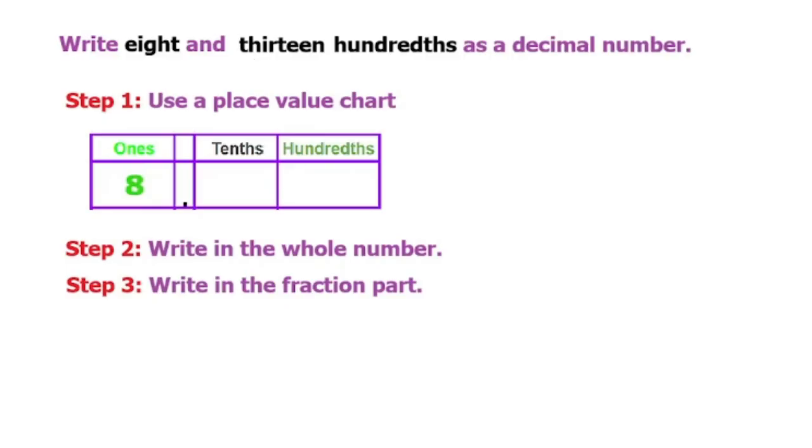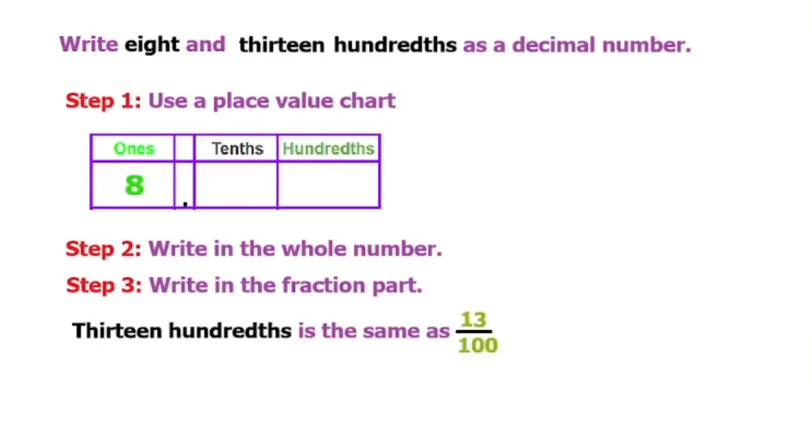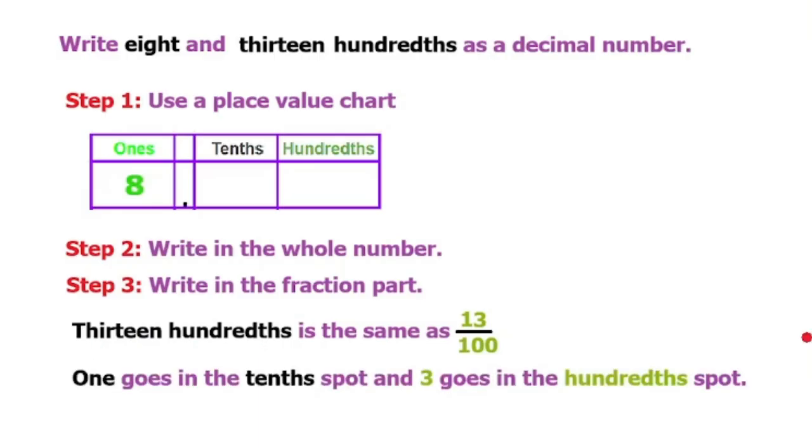Okay, so when you see that, you know that 13 hundredths is the same as 13 over 100. That's what this means. Okay, so the 1 goes in the 10th spot. Here's the 10th spot. And the 3 goes in the 100th spot over here. And it'll look like this. So this is the 1 and this is the 3 from the 13.